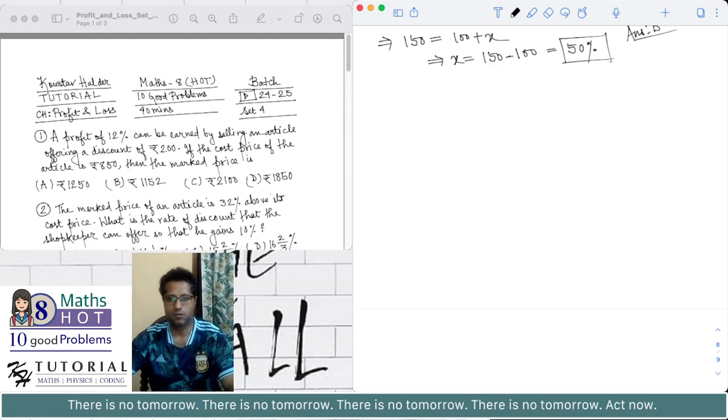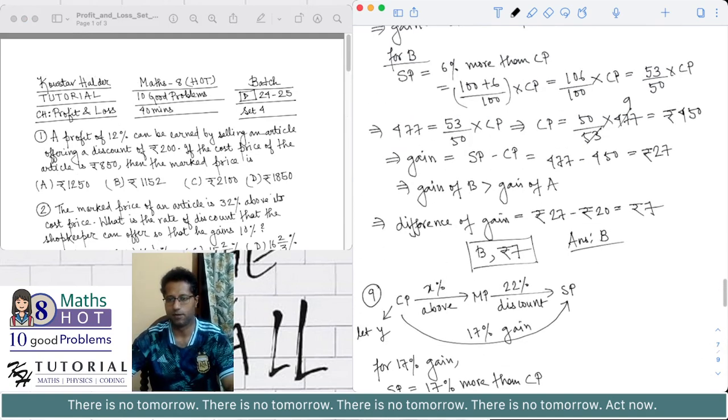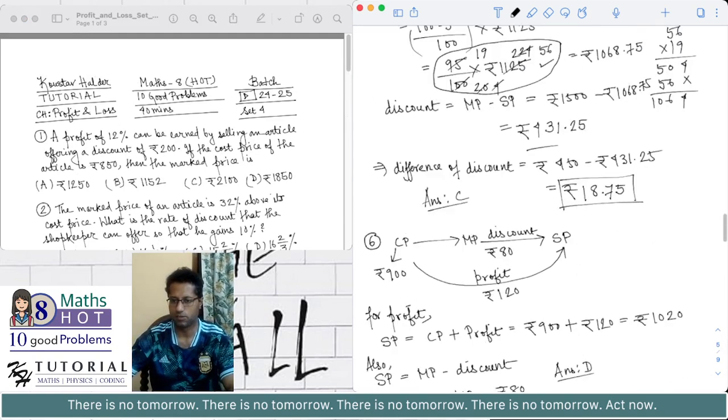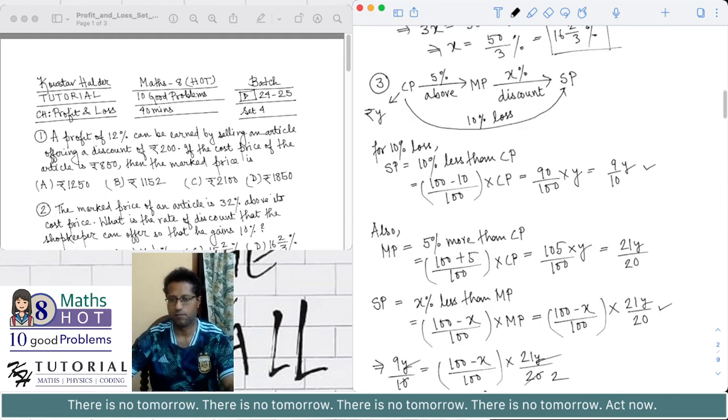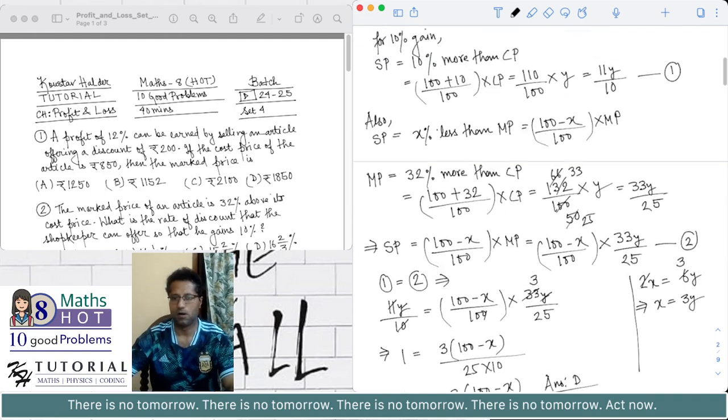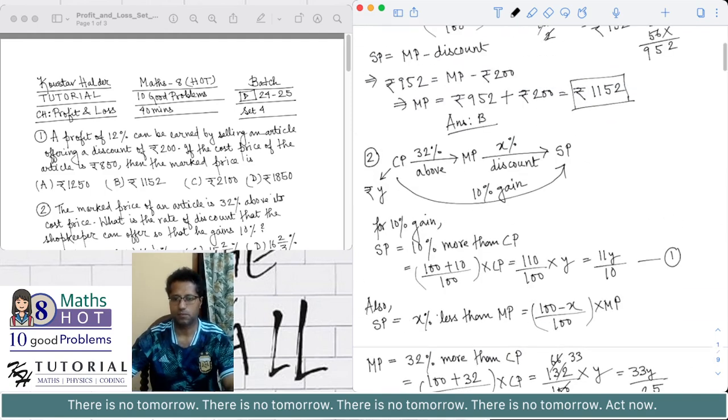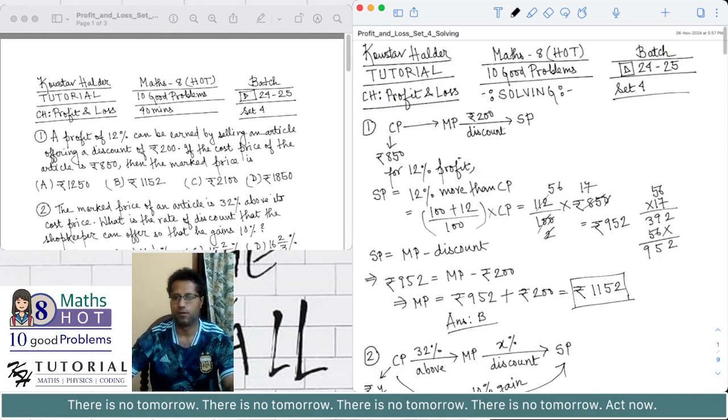So this brings to an end the solving of not 10 but 9 good problems on the chapter of profit and loss. I hope these problems will give you good practice on this chapter, and will evaluate your understanding of the chapter concepts.